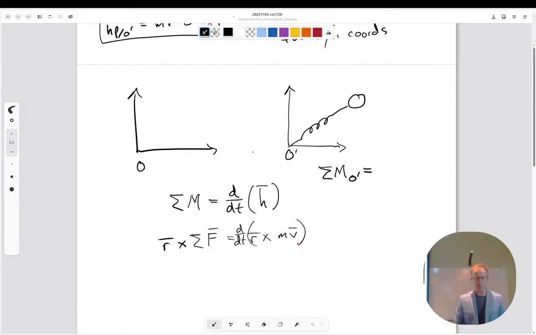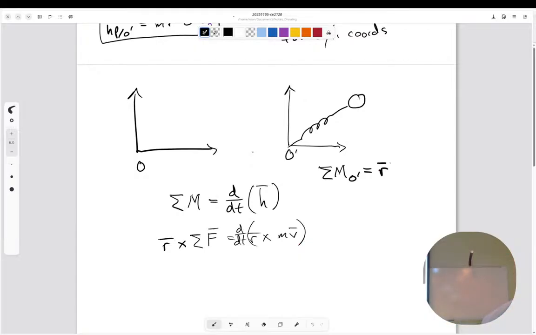What are the sum of the moments around O prime? How much torque is there around O prime? It's either 0 or infinity, right? Those are always the two answers. Why would it be 0? The only force is radiating, right? So there's no torque.